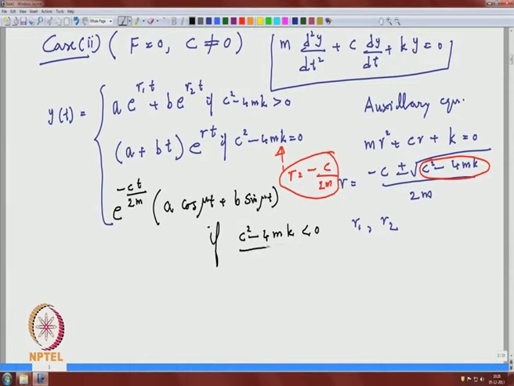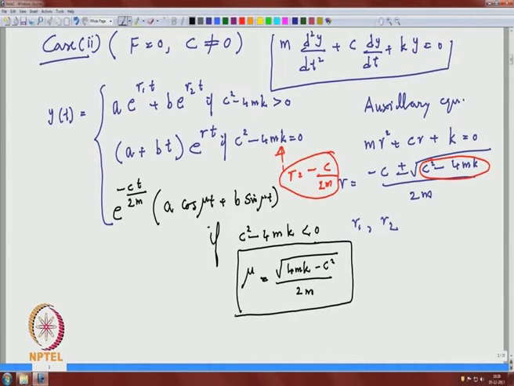And what is mu? If this is negative, you define your mu as the square root of 4mk minus c square, that is positive, divided by 2m. That is what you can write down as the solution. Now the case c square minus 4mk equal to 0.